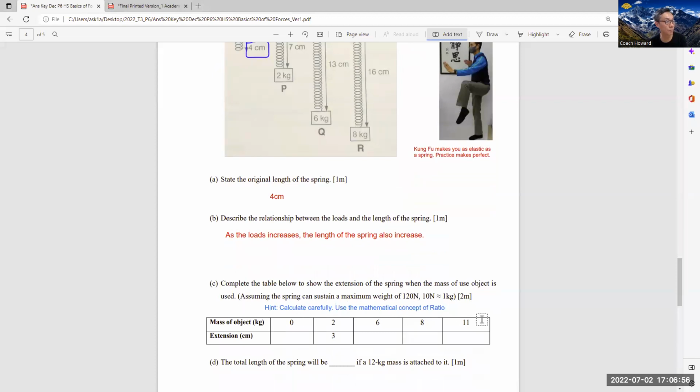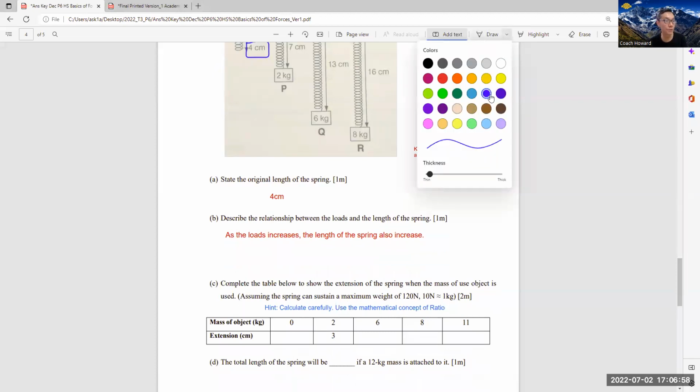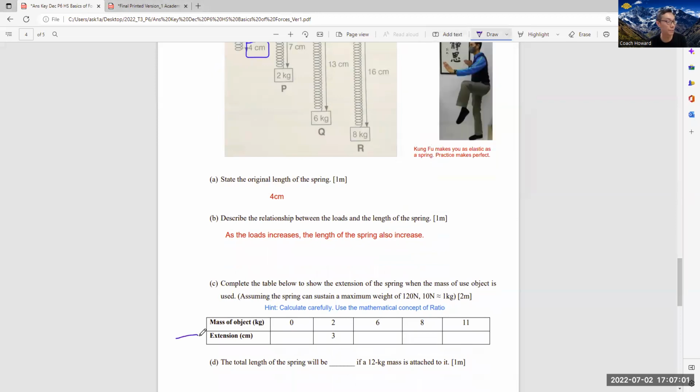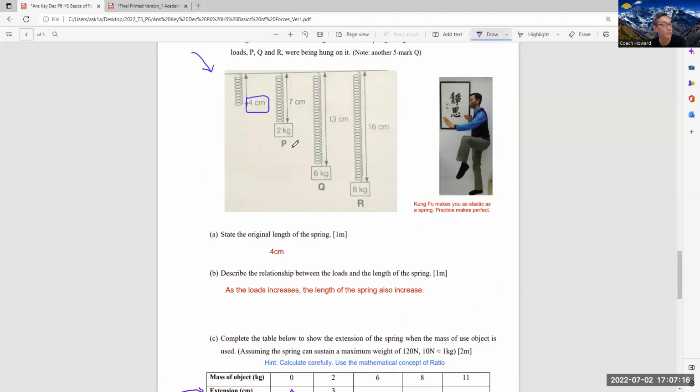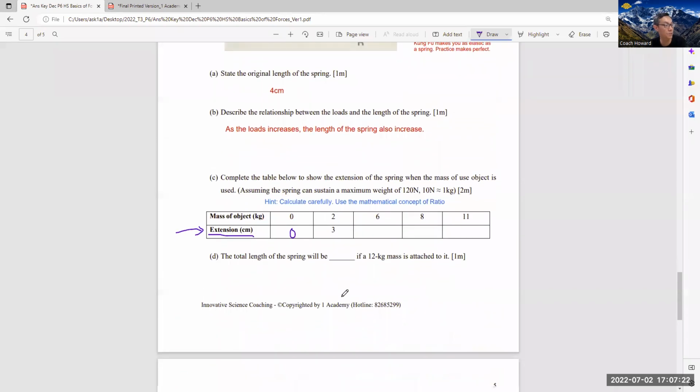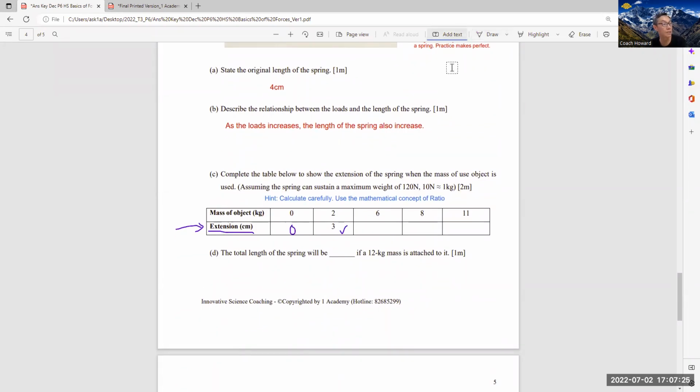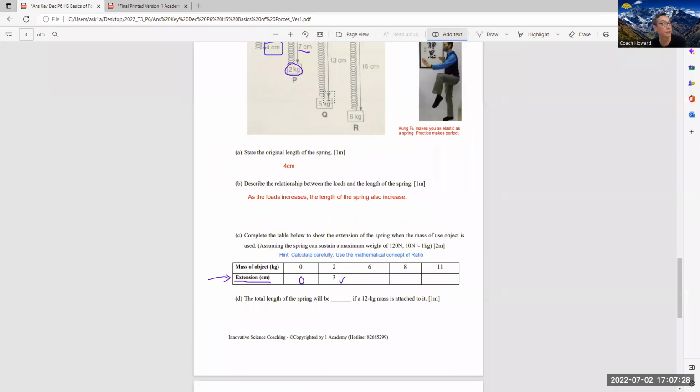Next, this one is to complete this table. When completing this table, you need to take note that this is the part they mentioned extension, because sometimes instead of extension, they'll put the word length. But in this situation, it's extension. If the mass is 0, this is also 0 because the spring doesn't extend. When it's 2 kilogram, the extension is this one minus this. So 7 minus 4, this is how you get 3. If you calculate the next one, 13 minus 4, 9. Because the units has been written there, centimeter, you know to write cm here.